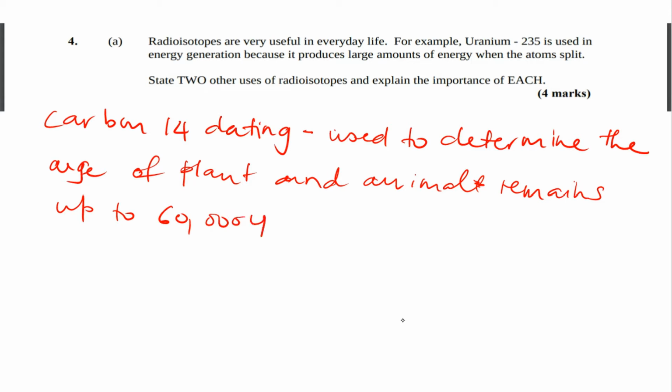But how does it do this? The thing is, it essentially makes use of the fact that carbon-14, the radioisotope, has a half-life of about 5,700 years. And what do we mean by half-life? Half-life is just what the name suggests. It's the amount of time it takes for the radioisotope to decay by half.